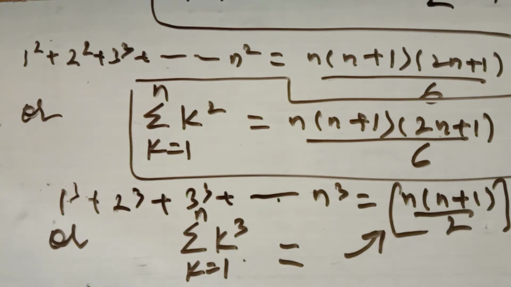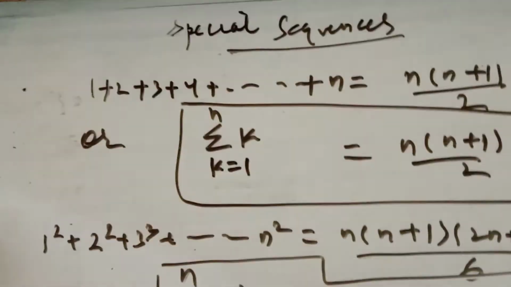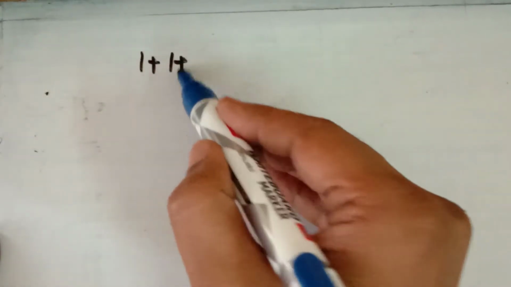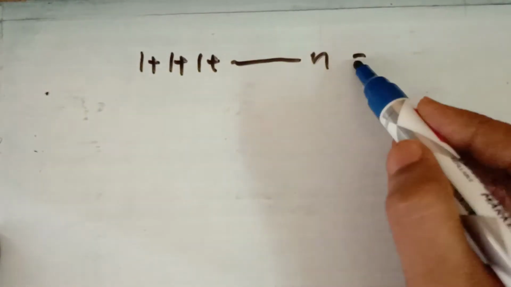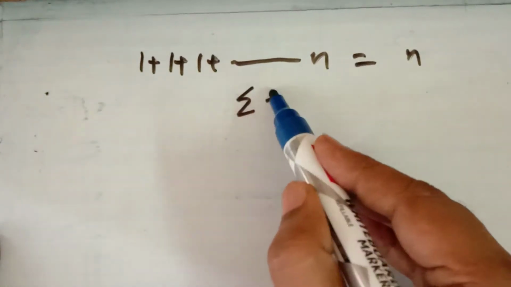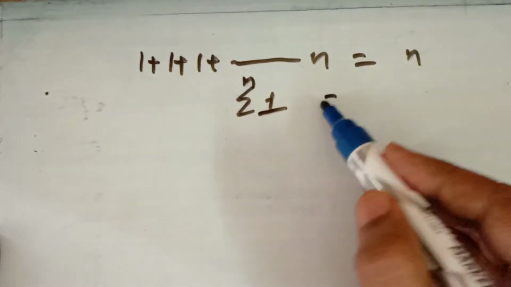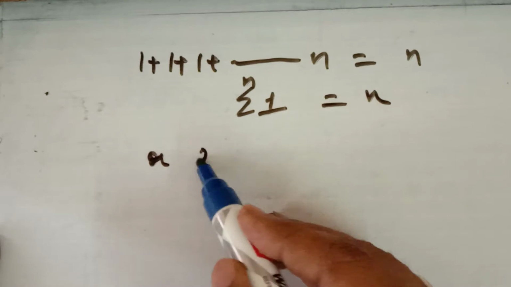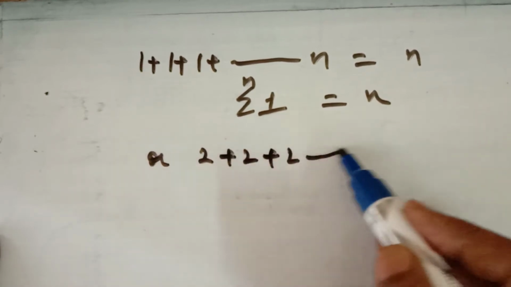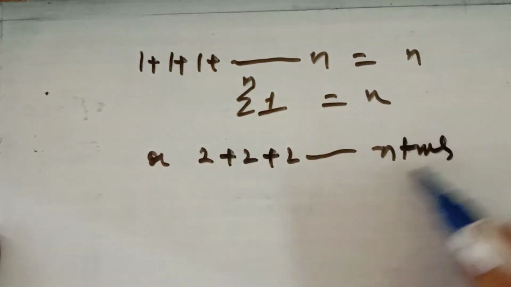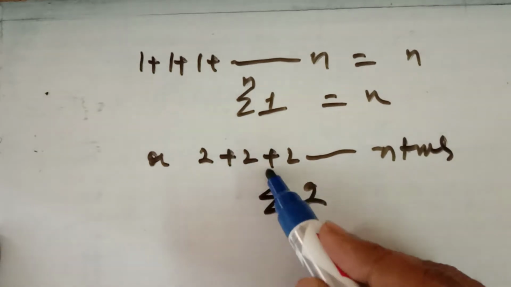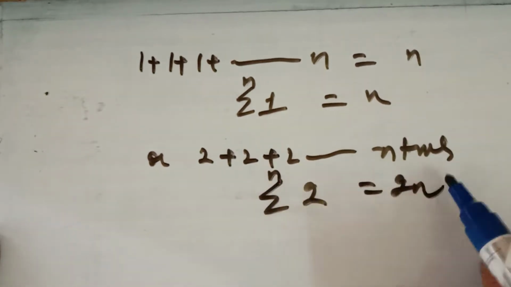I will try to prove these formulas. One more thing: if you add 1 n times, that is 1 plus 1 plus 1 up to n times, it will be n. Or you can write summation of 1 from 1 up to n is equal to n. Or if it is 2 plus 2 plus 2 up to n times, in short it is written as summation of 2 up to n, it is 2n, and so on.